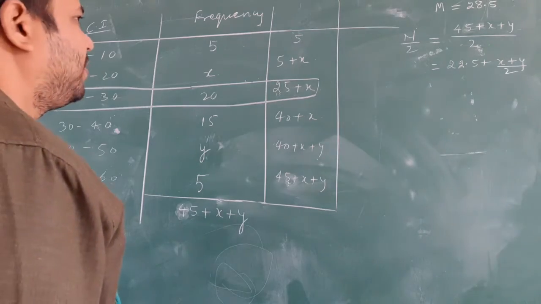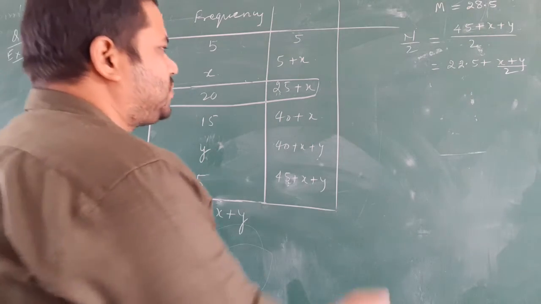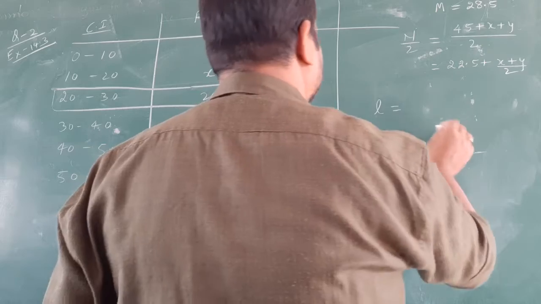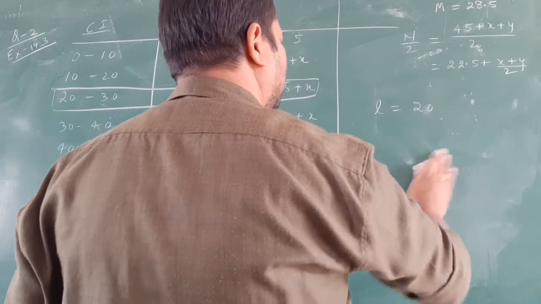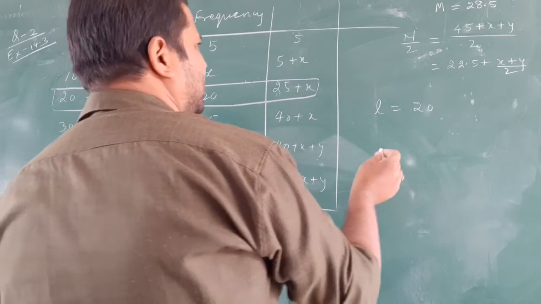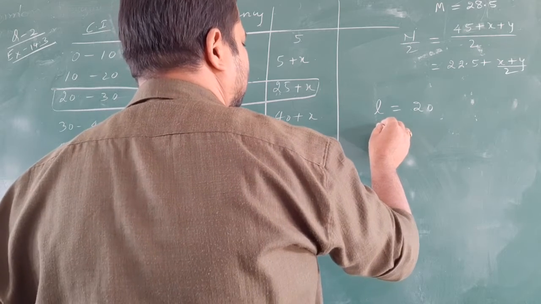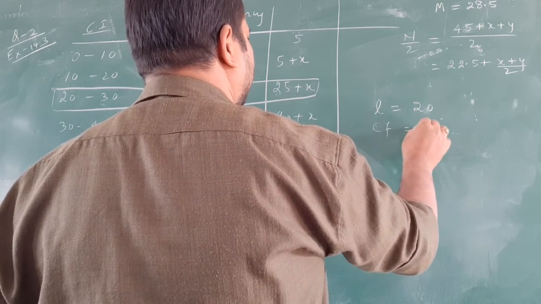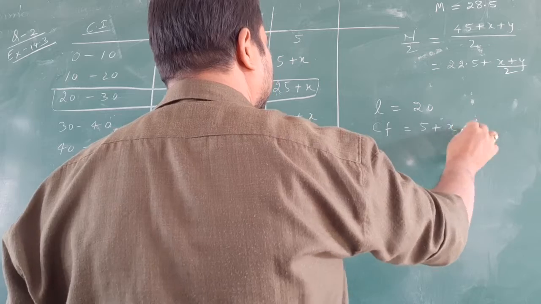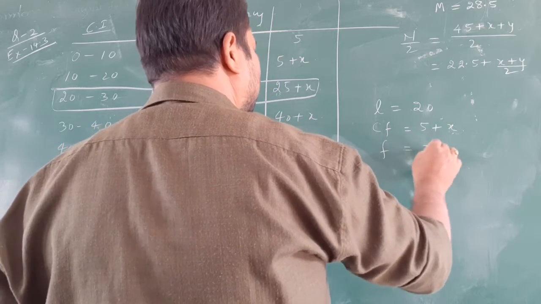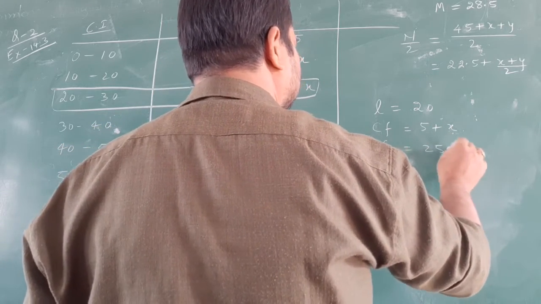Now see, L is what? 20, the lower limit. And what is CF here? CF is 5 plus x. F is 25 plus x.